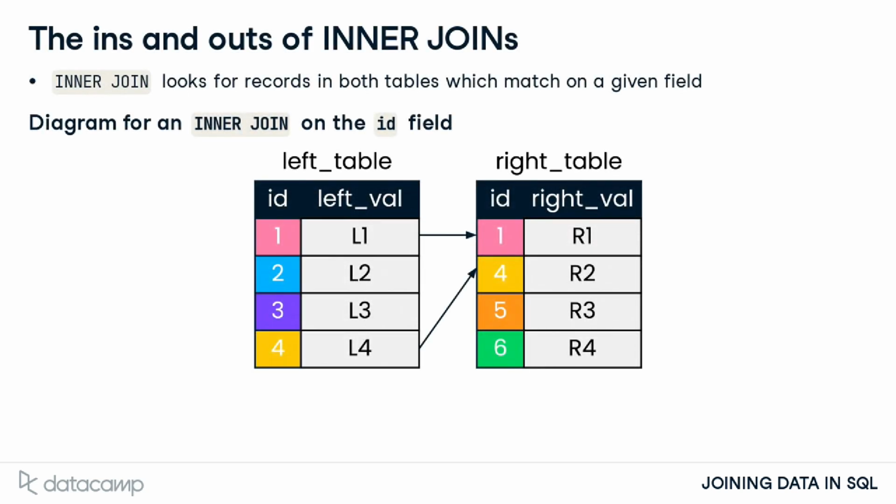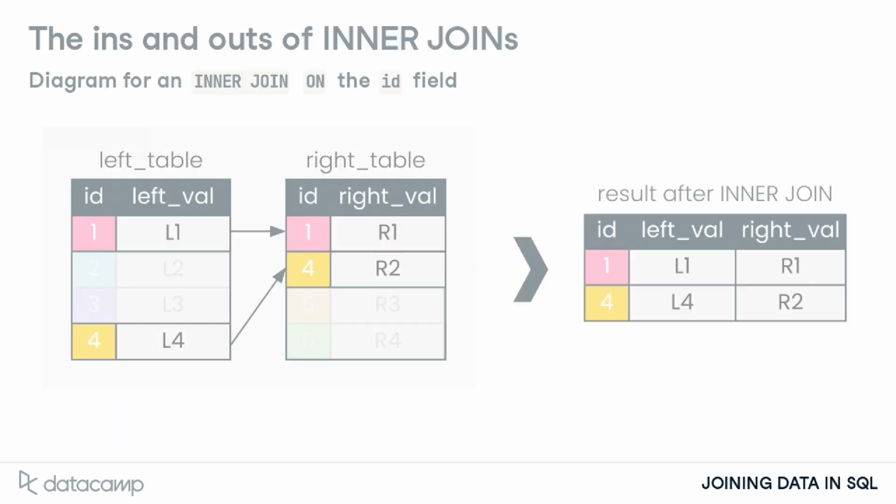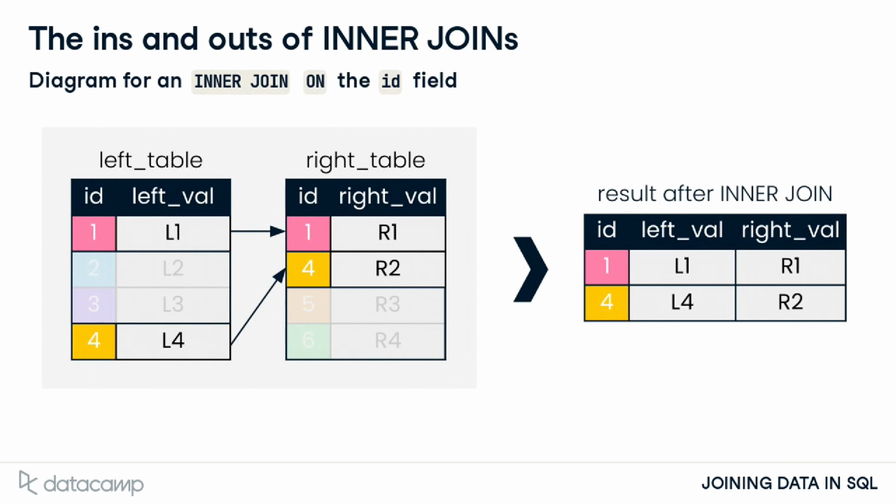With SQL joins, you can join on a key field or any other field. The inner join shown looks for records in both tables with the same values in the key field, ID. Arrows indicate records where the ID matches. In this diagram, we focus on records that match on ID and fade out any records that are not of interest to our inner join. The result is records with IDs 1 and 4.